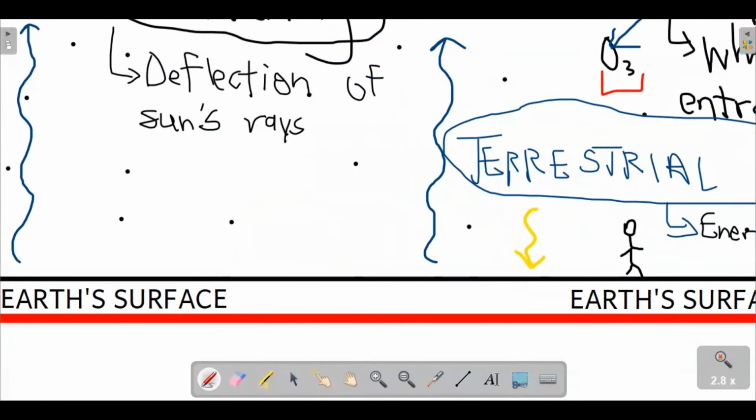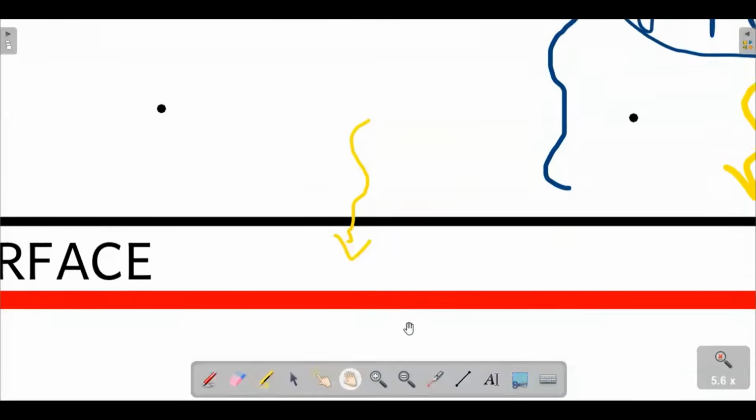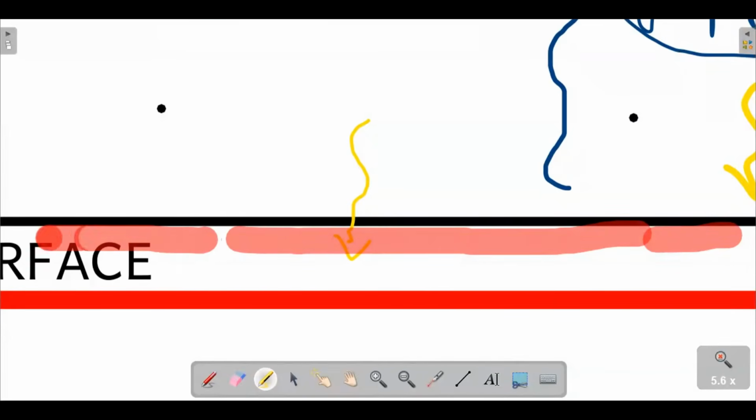So during the day, Earth is receiving that solar radiation, right? So it absorbs that solar radiation, and then, of course, it heats up, right? So it will become hot, the Earth's surface. So the Earth's surface is now hot. Now, what is it going to do?